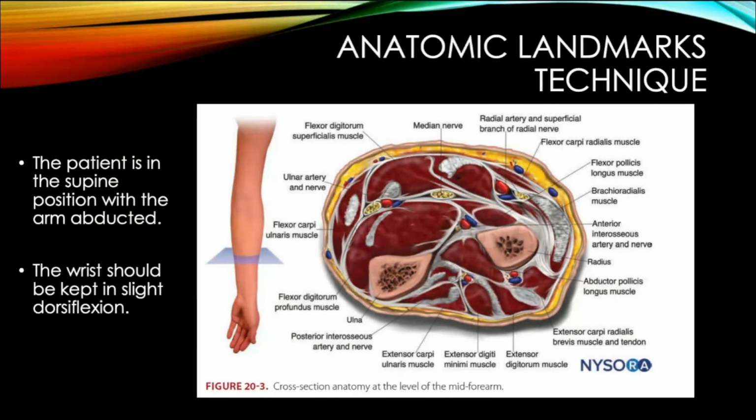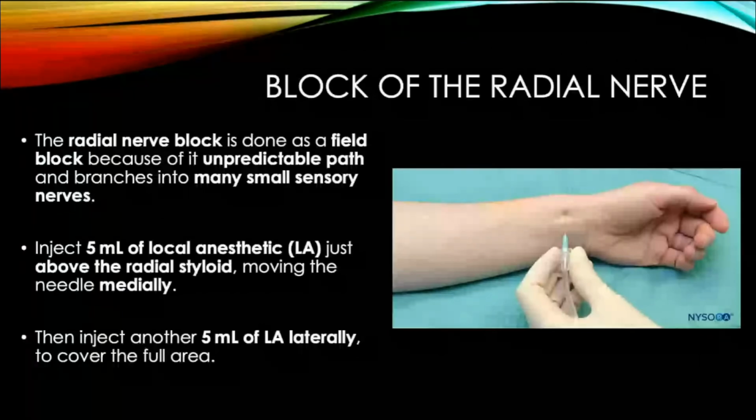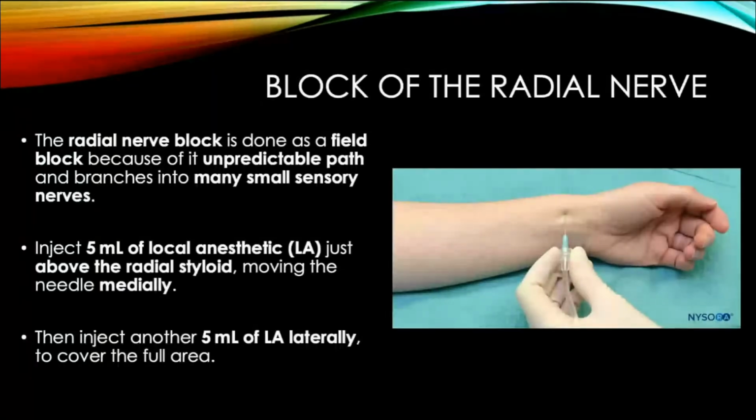To do this block, we ask the patient to lie down in supine position with the arm abducted and the wrist kept in slight dorsiflexion. First we go into the anatomical landmark block of the radial nerve. To block the radial nerve, it is done as a field block because of its unpredictable path and because it branches into many small sensory nerves. We inject around 5 mL of local anesthetic just above the radial styloid, moving the needle medially. Then we inject another 5 mL of LA laterally to cover the full area of the nerve.